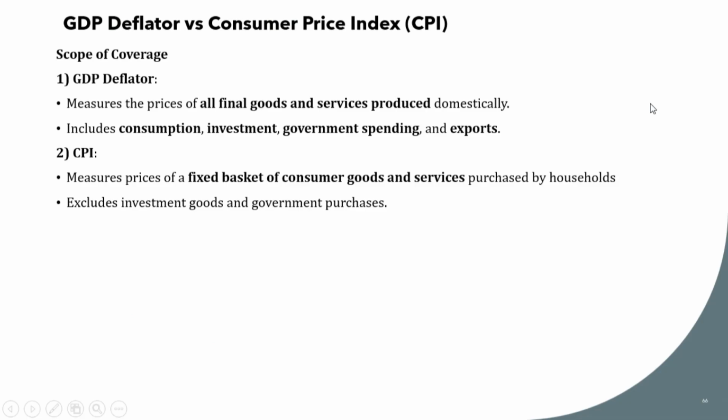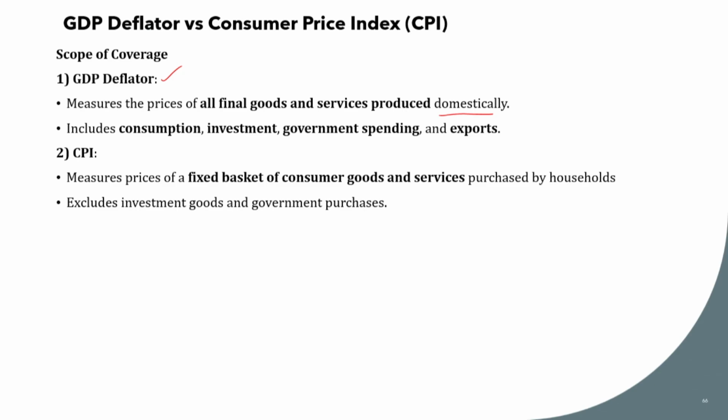So let's begin by comparing the major indices used globally and in India to measure inflation. Let's begin with GDP deflator and consumer price index. About the GDP deflator, in the previous class, we said that this is one of the broadest measures. It measures the prices of all final goods and services produced domestically. So it includes consumption, investment, government spending and exports, but excludes imports.